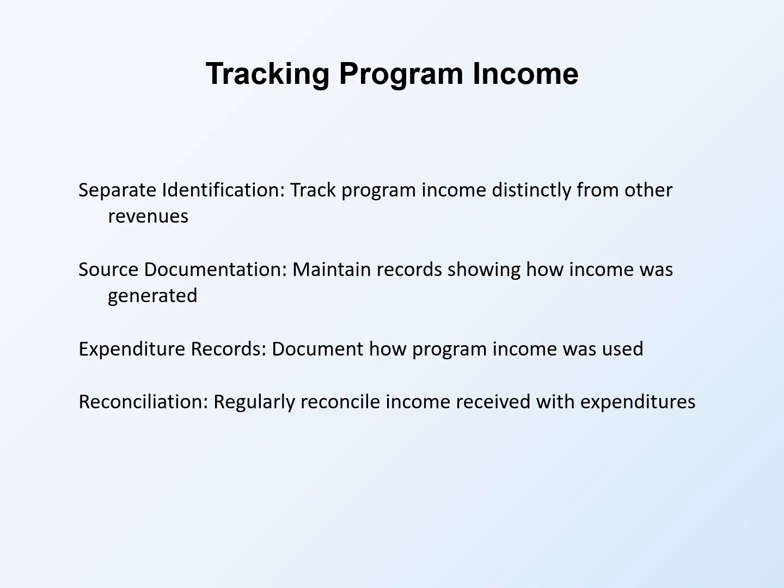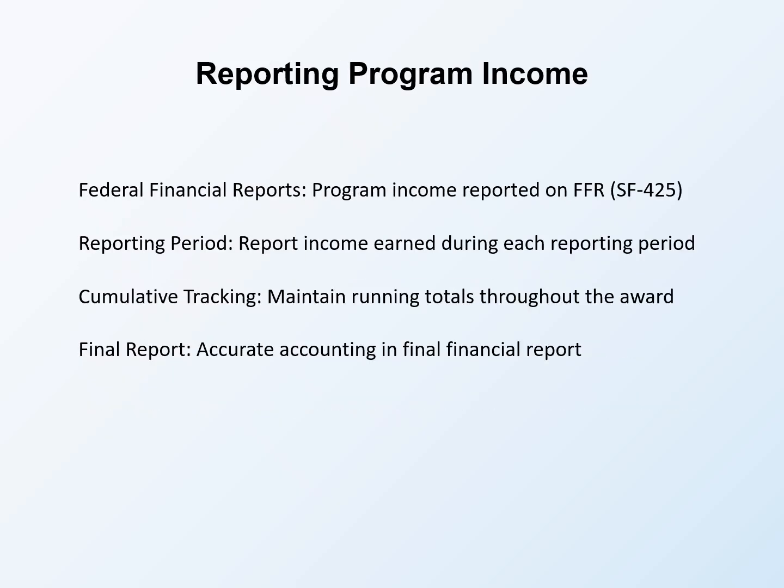Regular reconciliation ensures income received matches expenditures and reports. Periodically verify that your records of program income received align with bank deposits and that expenditures of program income are properly recorded. Catching discrepancies early prevents reporting errors and potential compliance problems. Program income must be reported accurately in required financial reports. Understanding reporting requirements ensures you provide complete, correct information.